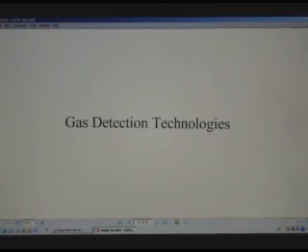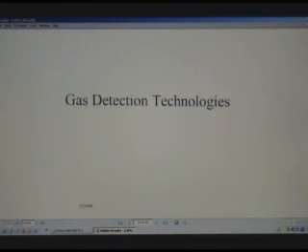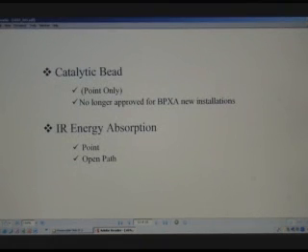Gas detection, we use a lot of gas detection because of the flammability. The Calic beat, that's old now. Basically most of our gas detectors are IR energy absorption type, either point or open path. We'll go over it when I show the slides on this.